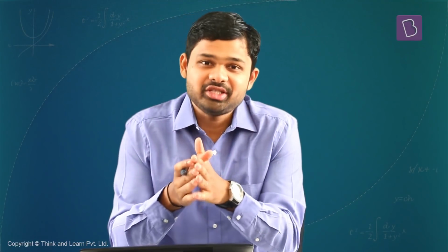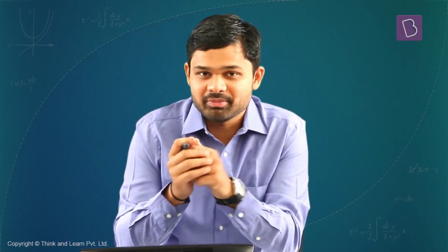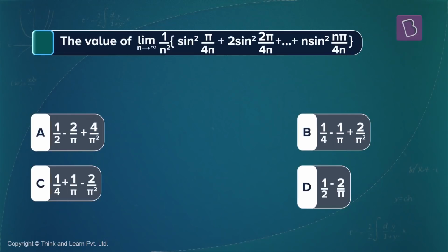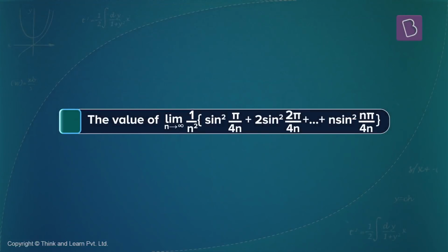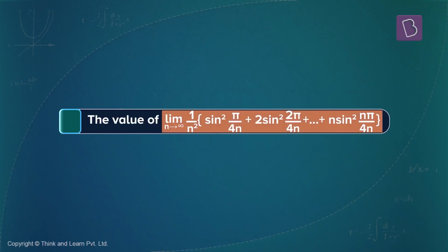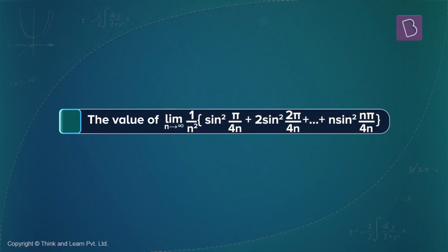The first question is a question which is based on Riemann sum. So let's have a look at this question. We have to find the value of limit as n tends to infinity of 1 by n square times [sine square pi by 4n plus sine square 2 pi by 4n, that's multiplied by 2, plus 3 sine square 3 pi by 4n, so on up to n sine square n pi by 4n]. So you have to find the value of this.